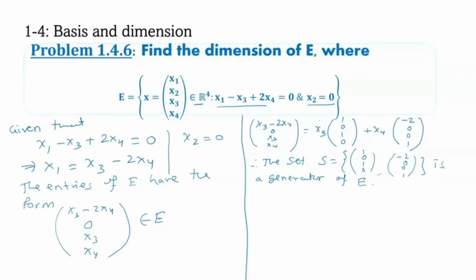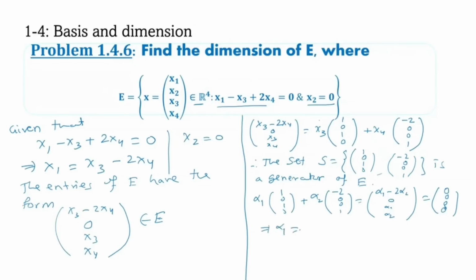But for a basis, we need to show this is linearly independent. So let's have alpha 1 (1, 0, 1, 0) plus alpha 2 (-2, 0, 0, 1). So this is equal to (alpha 1 minus 2 alpha 2, 0, alpha 1, alpha 2). So this is equal to (0, 0, 0, 0). If you compare them, then we will get alpha 1 is equal to alpha 2 is equal to 0.